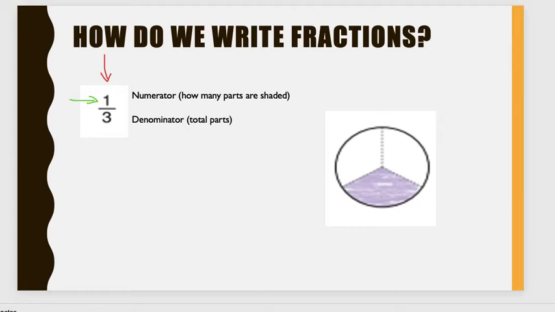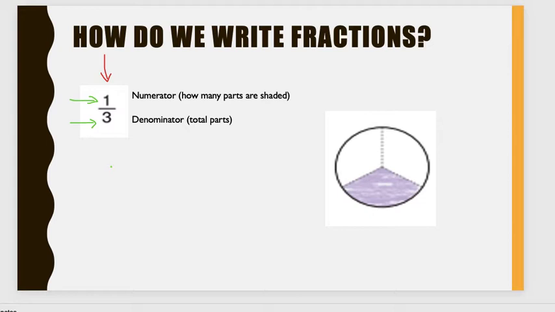Now we have one more number at the bottom of the line here, which I will also draw an arrow to. That's our number 3. The bottom number is called our denominator. Denominator. They're harder to say.